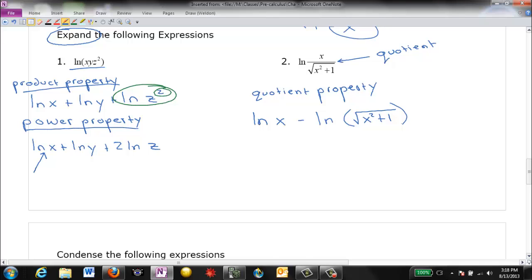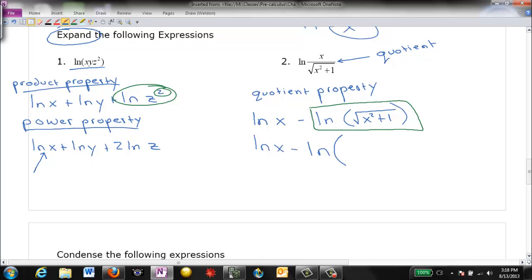Now the next thing I'm going to do is focus on this part of our expression here. Notice again, I have a square root, and a square root is the same thing as a fractional exponent, specifically an exponent of 1/2. So I can rewrite this as the natural log of x minus the natural log, and then be careful with your parentheses here.